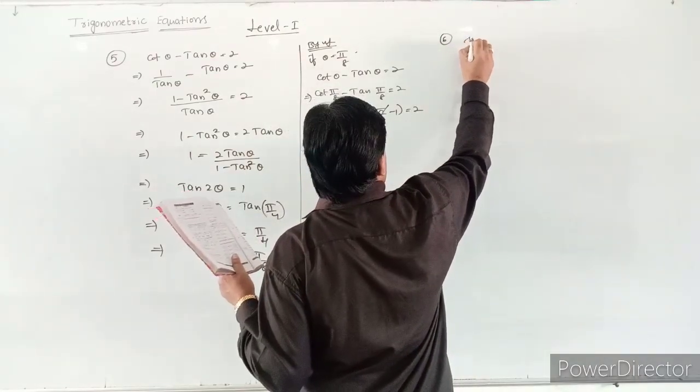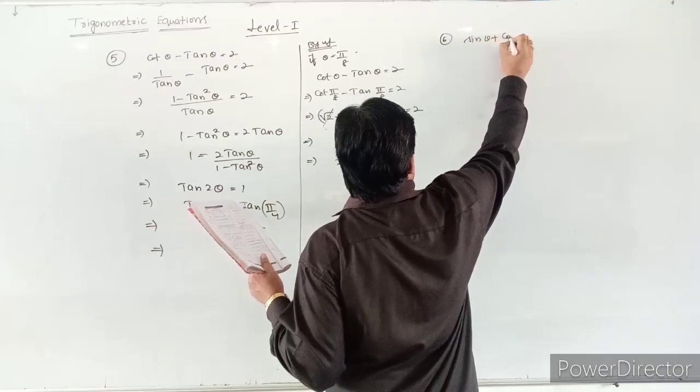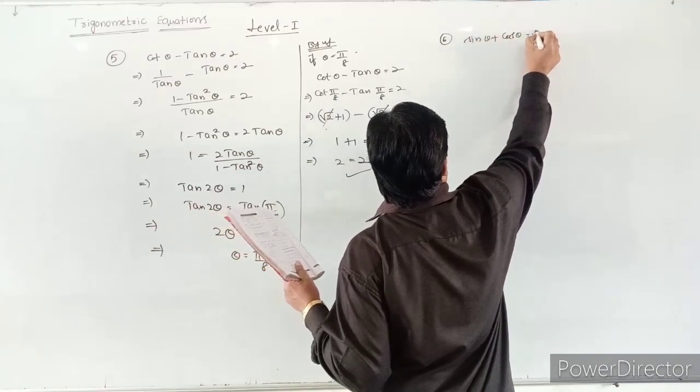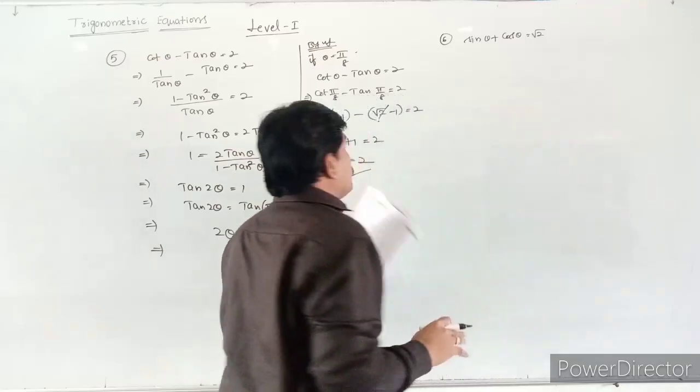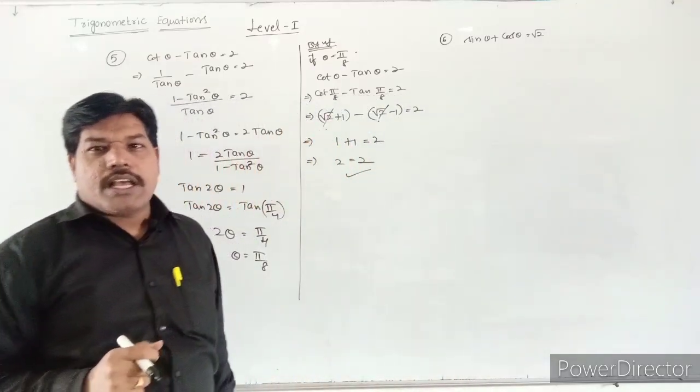So sin theta plus cos theta is equal to root 2. Sin theta plus cos theta is equal to root 2. So does it have a solution or not?